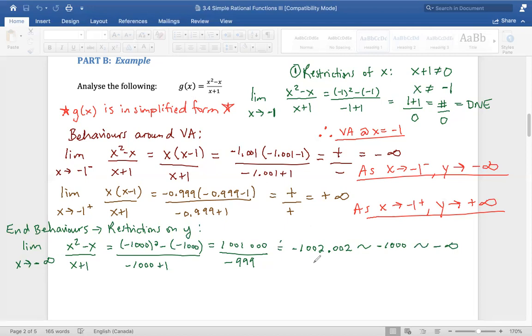So as x approaches negative infinity, my y is doing the same and approaching negative infinity. And again, I can use that later.